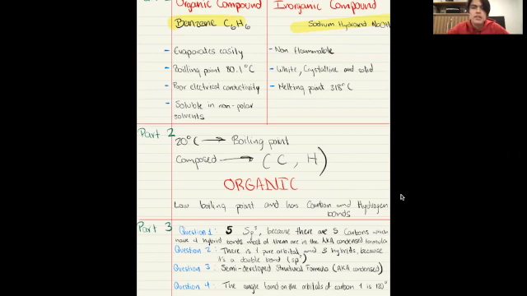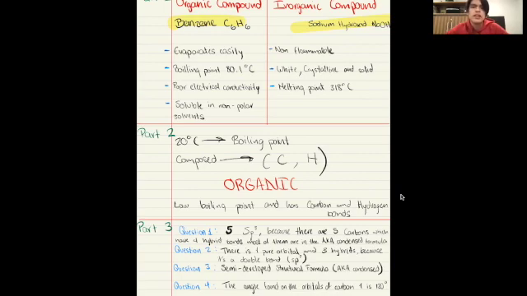It evaporates easily because organic compounds have this characteristic. The benzene evaporates at 80.1 degrees Celsius. As I have already said, it's an organic compound, so it has poor electrical conductivity, and it is only soluble in non-polar solvents.